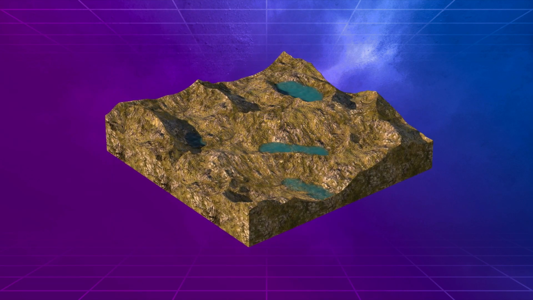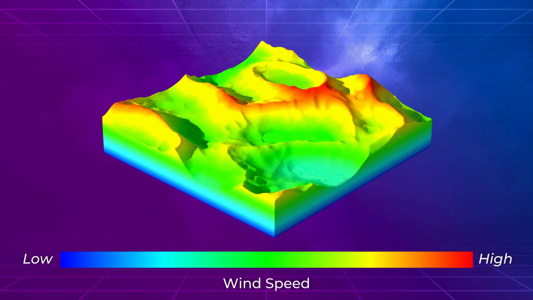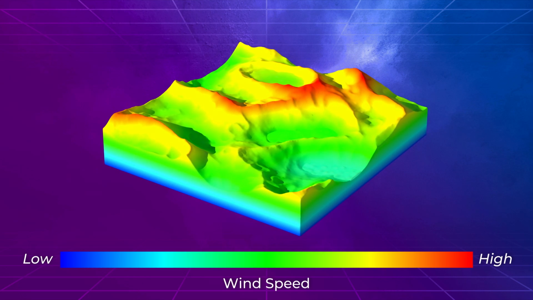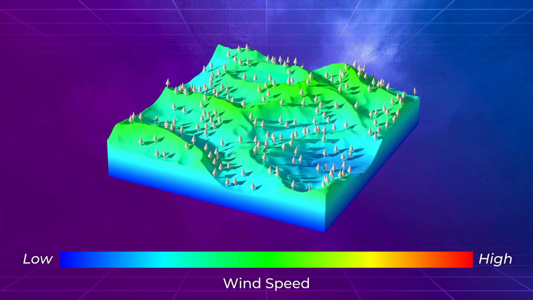The topography of an area has a major effect on the wind climate. More wind is experienced on the tops of hills and mountains compared to sheltered valleys. Obstacles such as trees or buildings significantly reduce wind speeds.